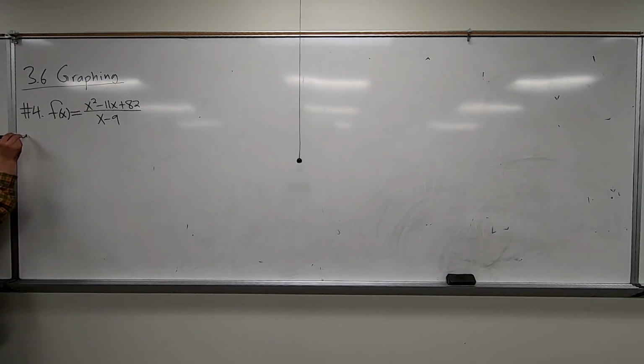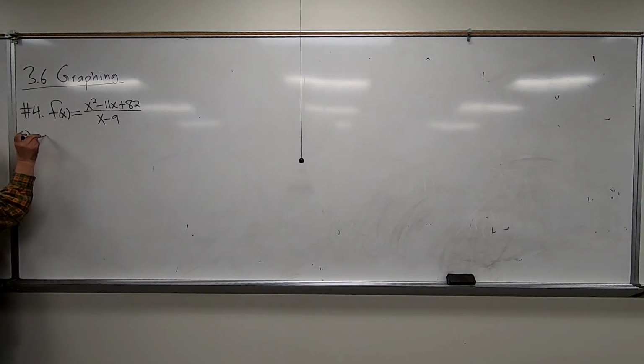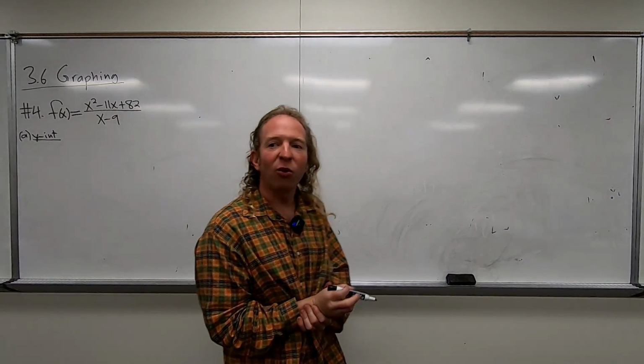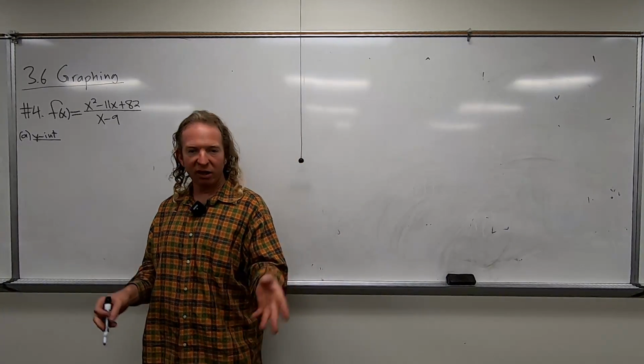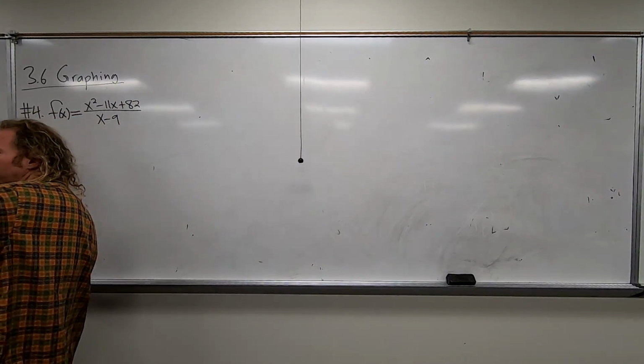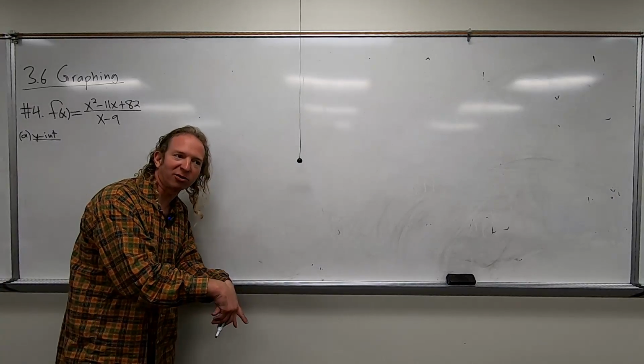So maybe part A would want the y-intercept. That's pretty easy. So to find any intercept, you set the other variable equal to 0. That's how I memorize it. So to find the y-intercept, you set x equal to 0. To find the x-intercepts, you set y equal to 0.